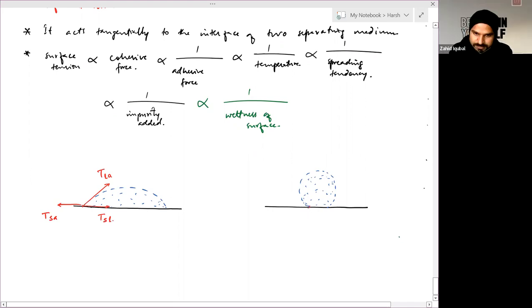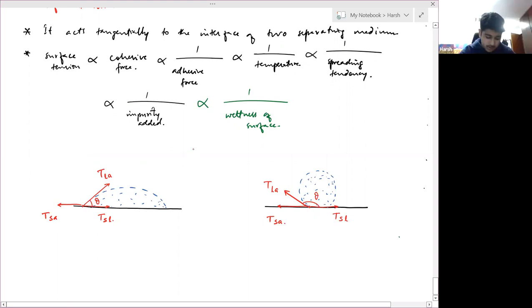Similarly, in this part, there is one interface at this point between liquid and air, this direction between solid and liquid, and this direction between solid and air. So the angle in between them at this point, theta, is called the angle of contact. Angle of contact. Yes, sir.